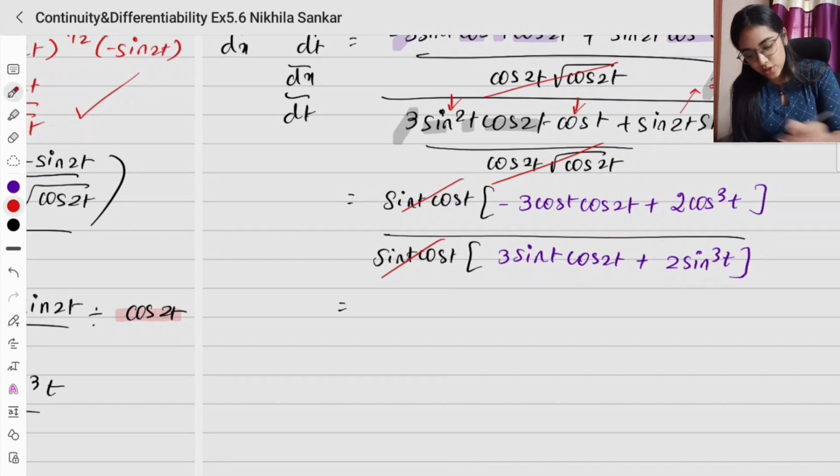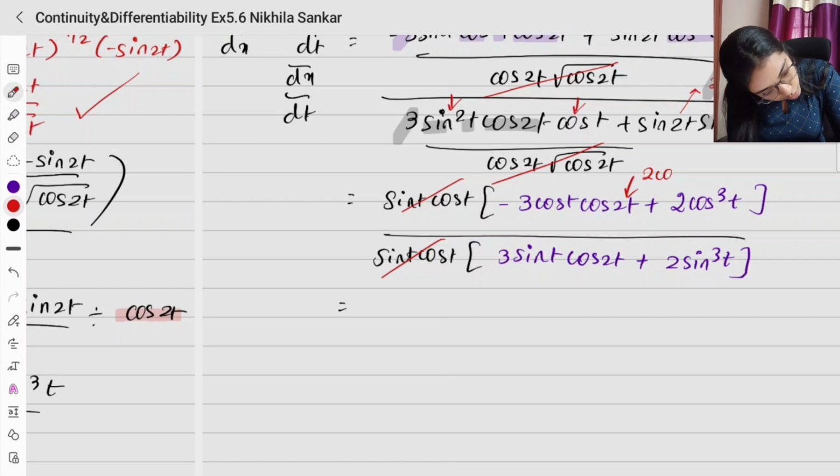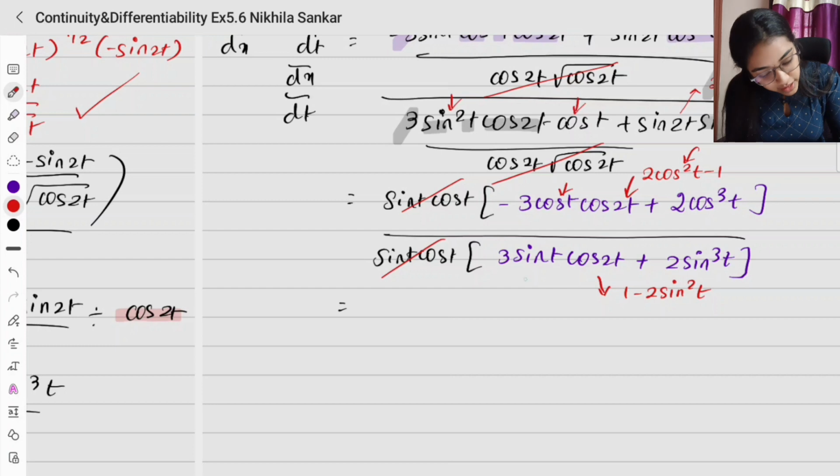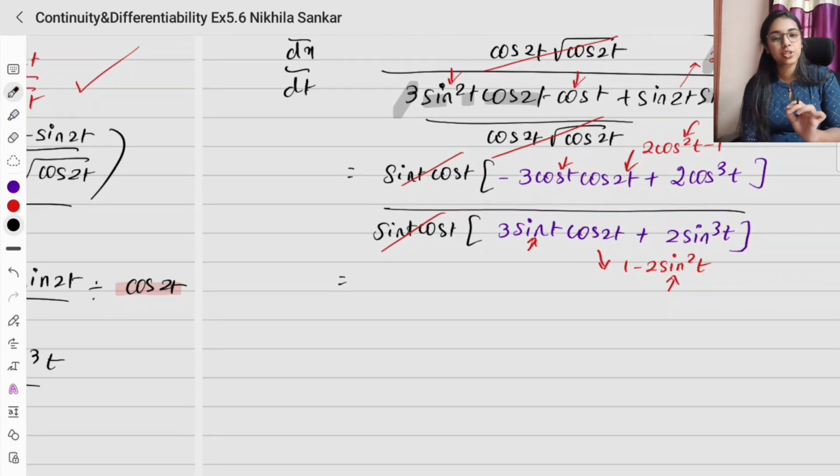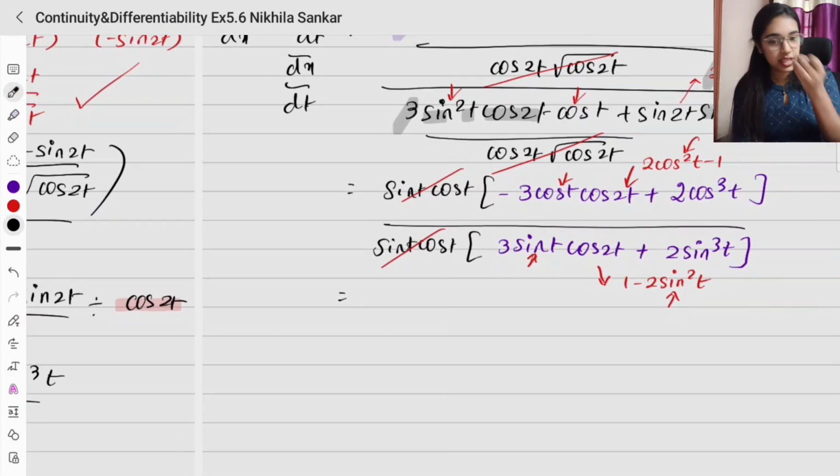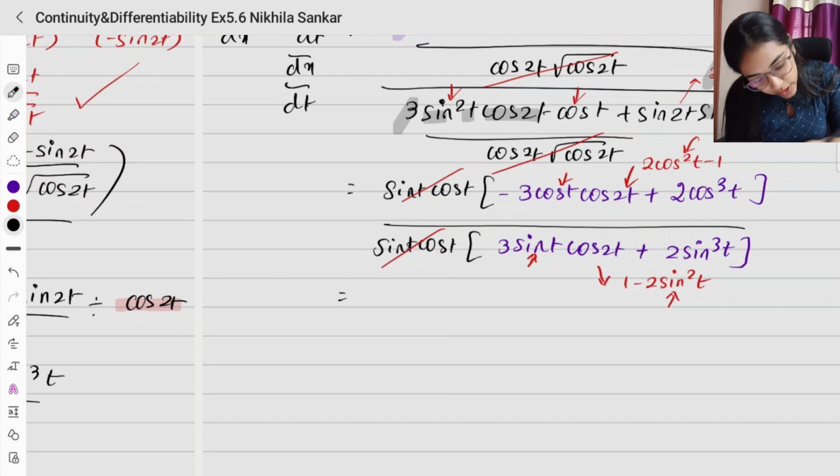So in the numerator, I'm going to write cos 2t as 2 cos square t minus 1, and in the denominator I'm going to write it as 1 minus 2 sin square t. Why am I doing this? I see that I have a cos t here, so I'll have 2 cos square t here. I have a sin t here, so I'm going to have 2 sin square t here. This is how you have to substitute. You have to do the appropriate substitution to get the proper final answer, otherwise nothing will cancel.